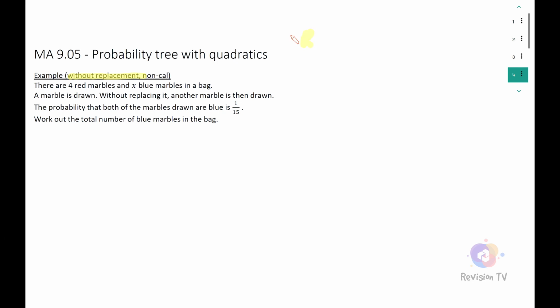So red is 4 marbles and blue is X marbles. So altogether, in total, there are X plus 4 marbles. A marble is drawn without replacing it, another marble is then drawn. The probability that both the marbles drawn are blue is 1 over 15. Work out the total number of blue marbles in the bag.